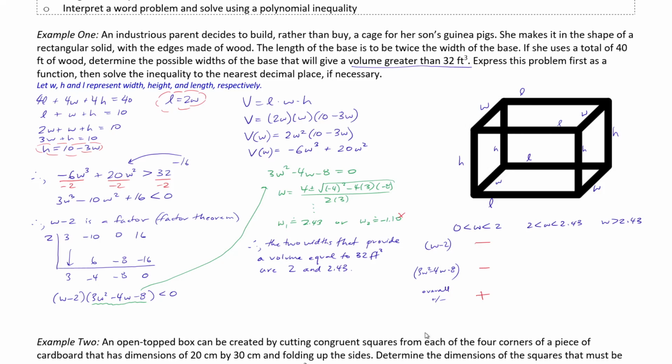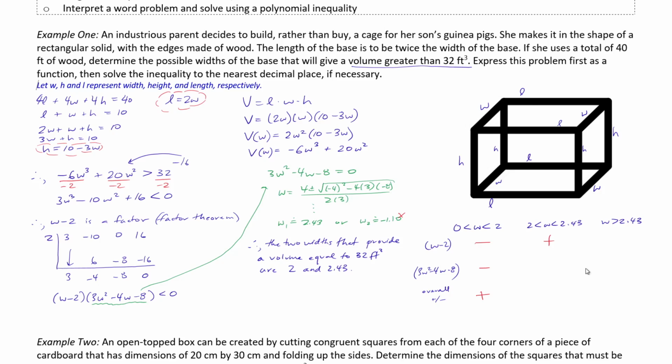This is not something I'm looking for, because I want the function, as we set it up here, to be less than zero, right? So the function has to be less than zero. Therefore, this right here means it's greater than zero. So any dimension between zero and two won't work. We can do a test value between 2 and 2.43, say for example 2.2, right? If we did 2.2, this one would be positive.